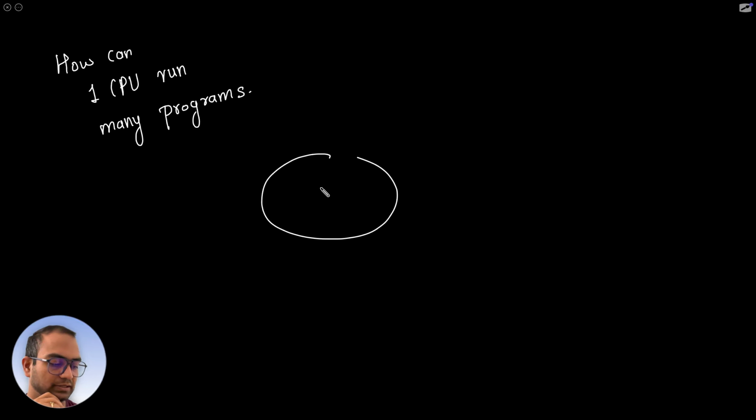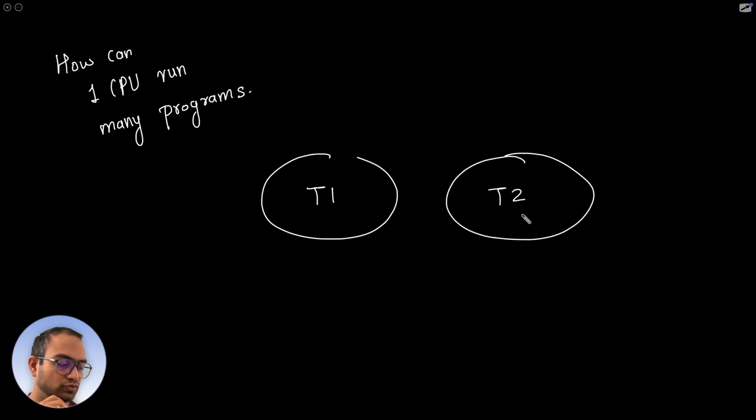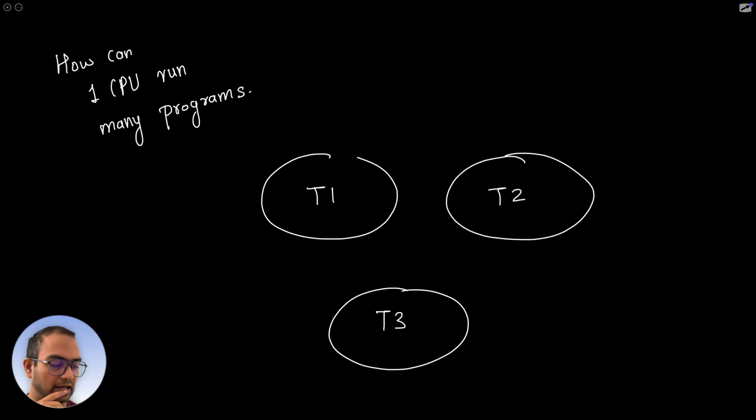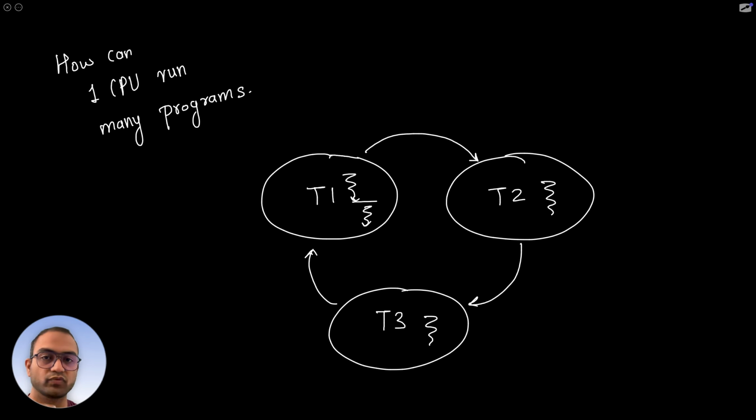What we want is it has a task T1, it has a task T2, it has a task T3. And what we want it to do is run this task for some time, then jump on to running this for some time, then jump on to running this for some time, and then jump on to this and continue from where it had left, move on.